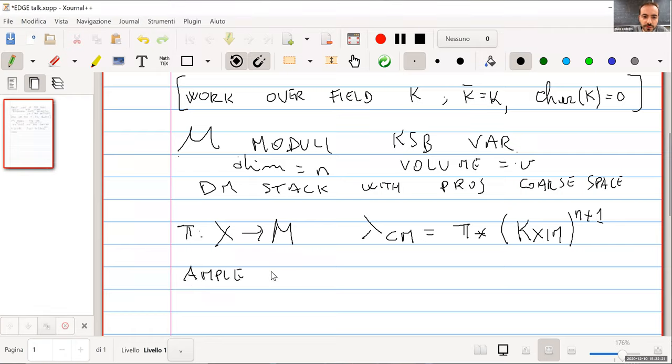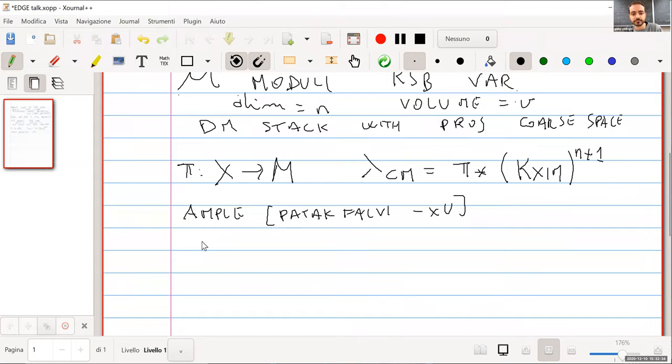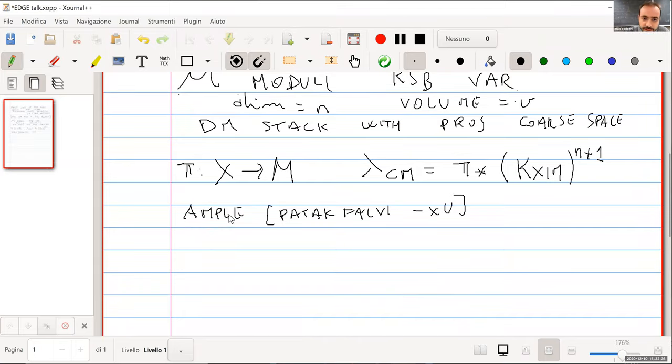This line bundle is a result of Patakfalvi and Xu. And it's a very famous line bundle. It's in connection with K-stability, Kähler-Einstein metrics, and so on. And then we can study another line bundle.